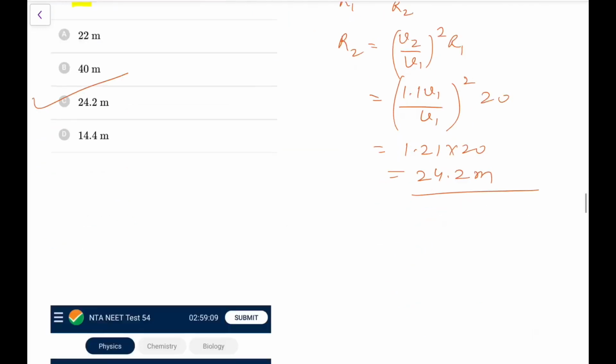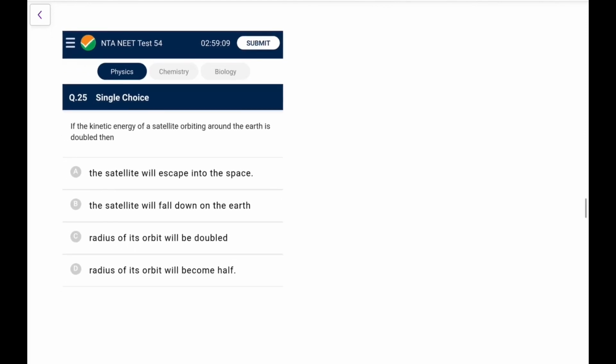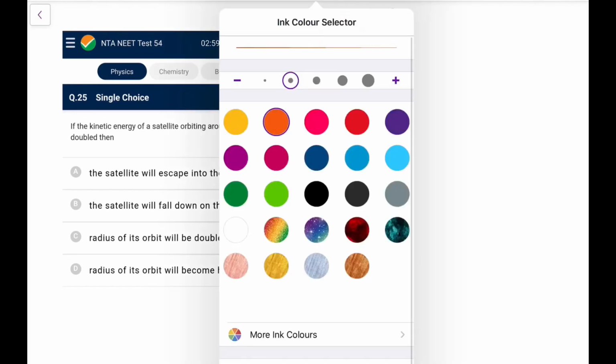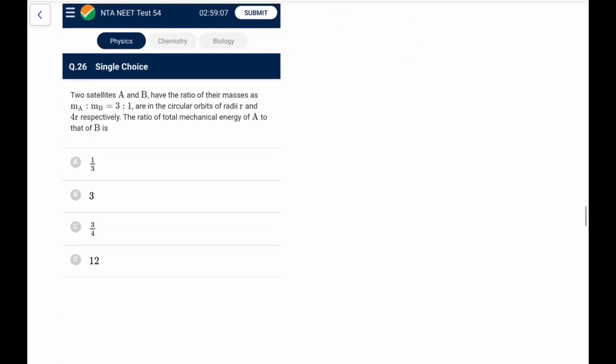Now, next one. If the kinetic energy of an orbiting satellite around the earth is doubled, you know kinetic energy doubles. Initial kinetic energy, it has k. If you give k more, this is equal to its binding energy, because the total energy, you have the idea of satellite is minus k. So if you give plus k, energy becomes 0, so it will escape into the space. That we always remember this fact. Easy one for you. Next.